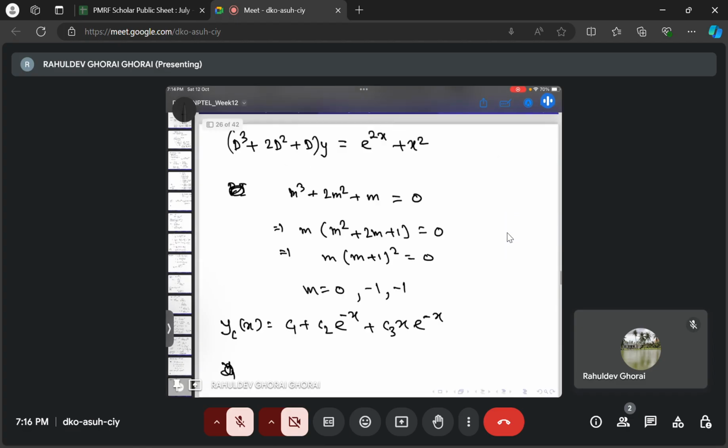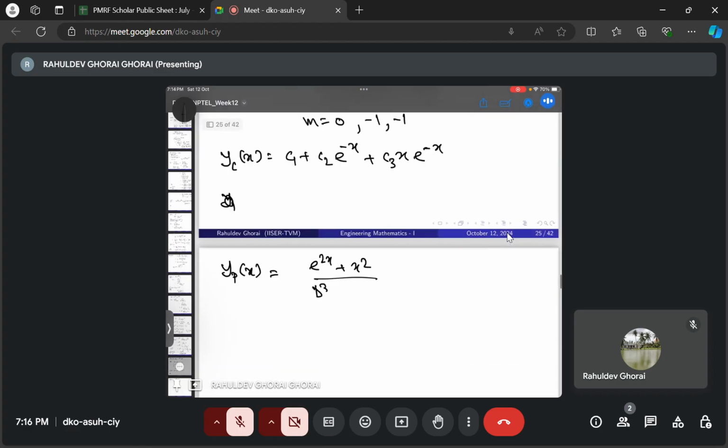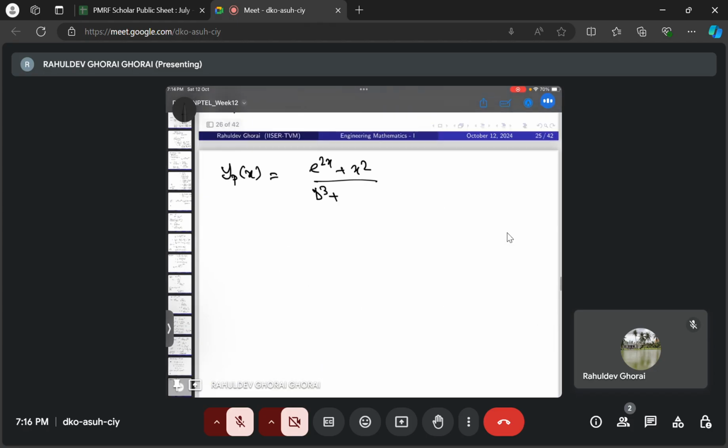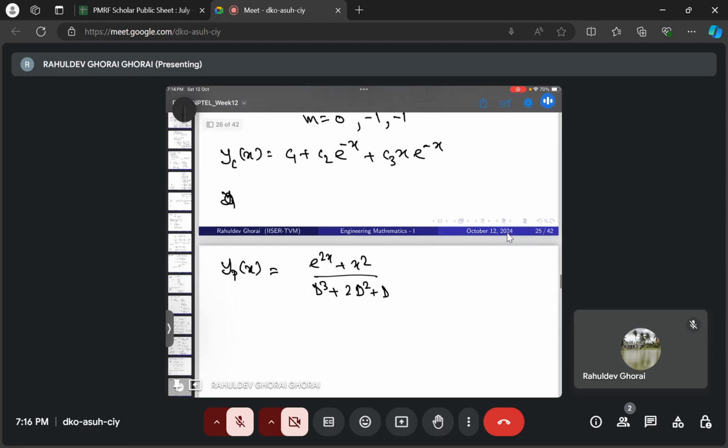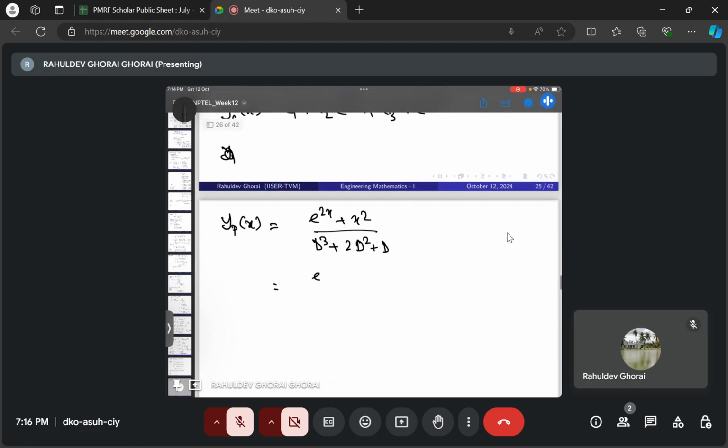The right hand side over the operator D cube plus 2D square plus D. So this one you can always write as x over D cube plus 2D square plus D, plus x square over D cube plus 2D square plus D. Right?